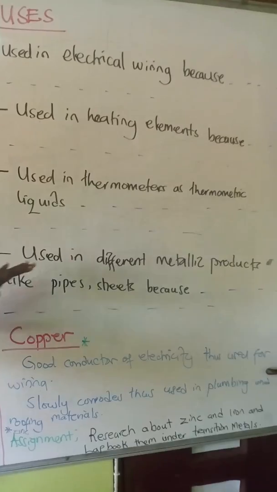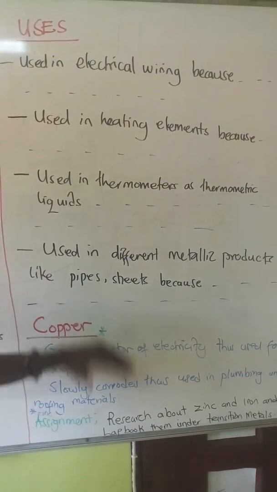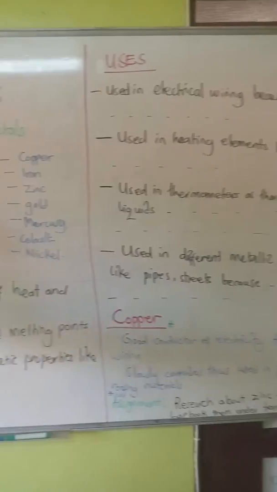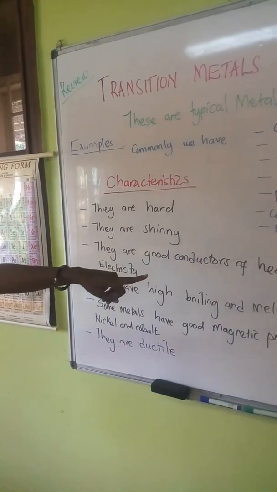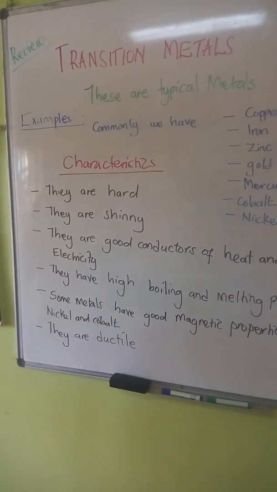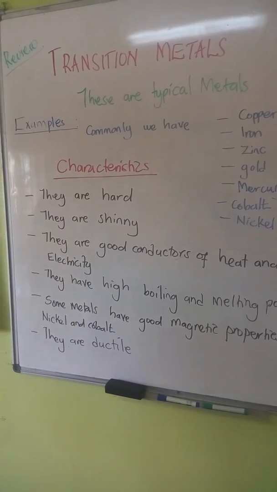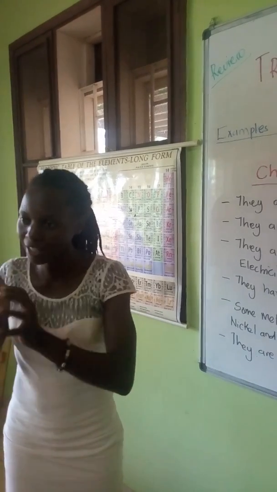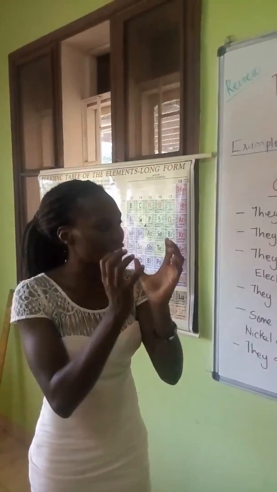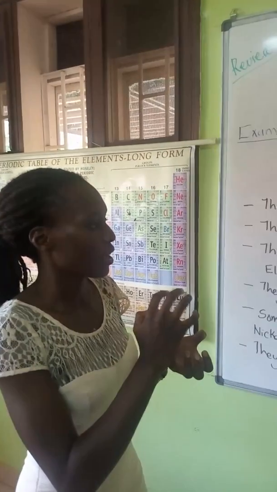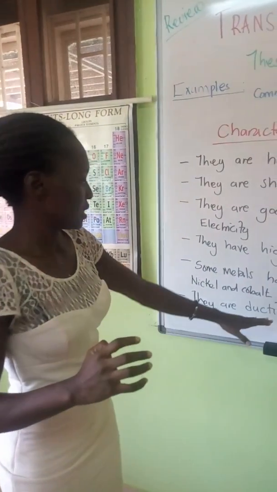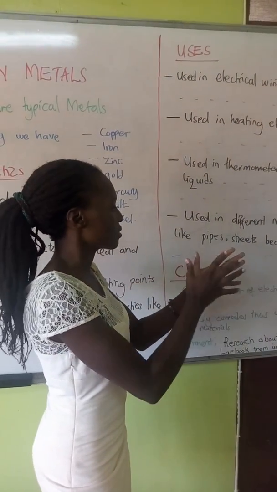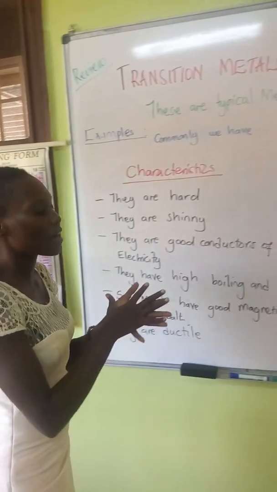Then they are used in different metallic products like pipes and sheets, because of course still just like the ones above, we have a property here that corresponds to that. They are ductile. Since we can mold them into different shapes, different pipes, we can make them longer, we can roll them, we can draw holes in them, like we can do anything with them. We can make them appear differently. We can use them to make pipes, we can make sheets, iron sheets or sheets of metal. They can become anything because they are ductile.